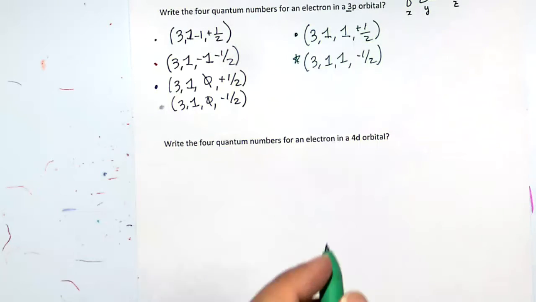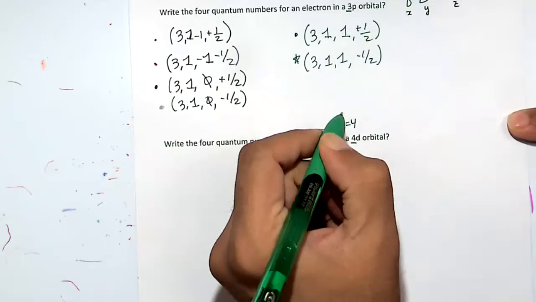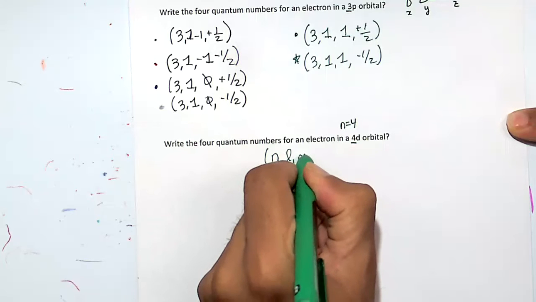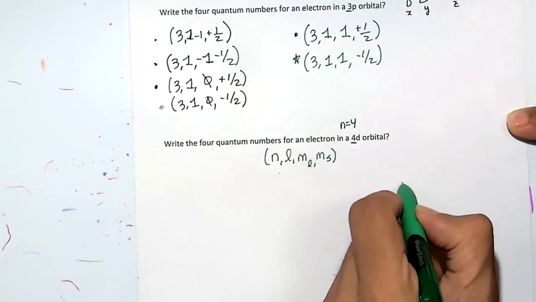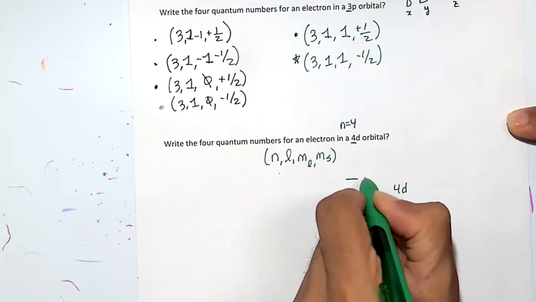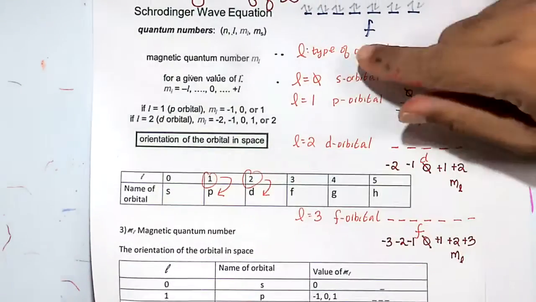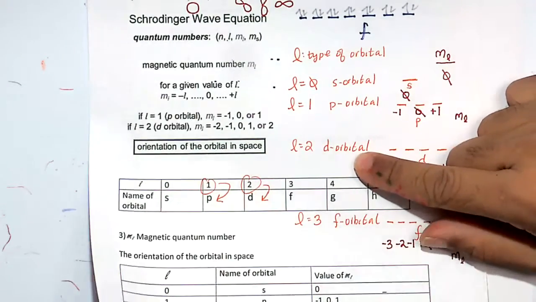All right, how about a 4d orbital? Okay, so right off the bat, n is equal to 4. This is energy level 4. The 4 quantum numbers are n, l, m of l, and then m of s. D actually contains 5 slots, so there's 5 slots: 1, 2, 3, 4, 5. Okay. And what is L for a d orbital? Correct. L is 2 for a d orbital.